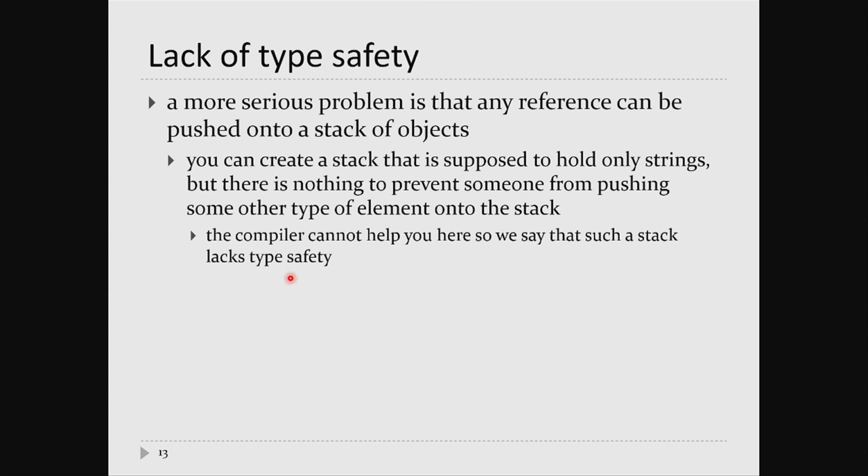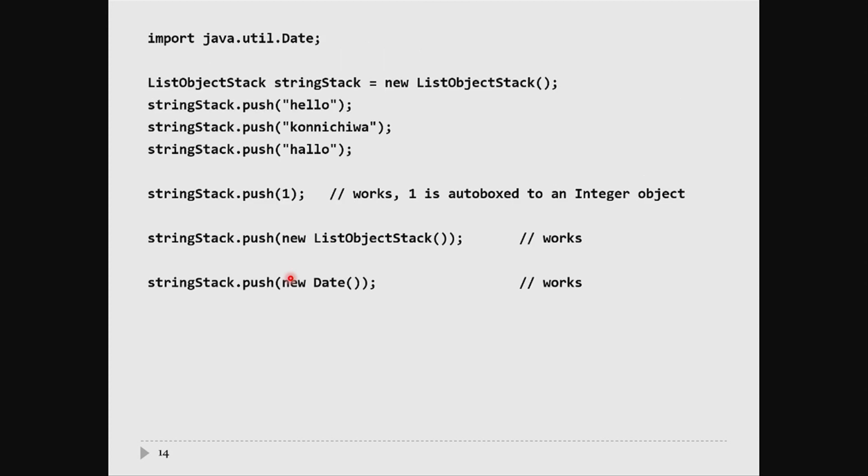There's no way that you can guarantee that the stack holds any type that you want, right? For example, I can make a stack of strings and push all my strings onto the stack, but then someone else can come along and push a 1 onto the stack. That's really weird. Now I'm pushing a primitive value onto the stack, but that works.